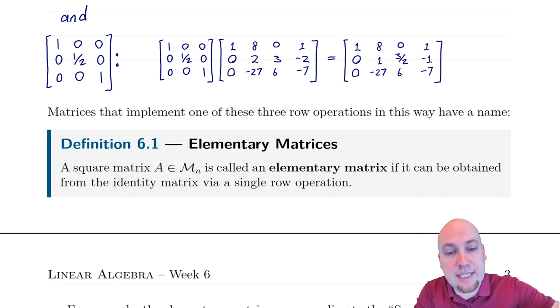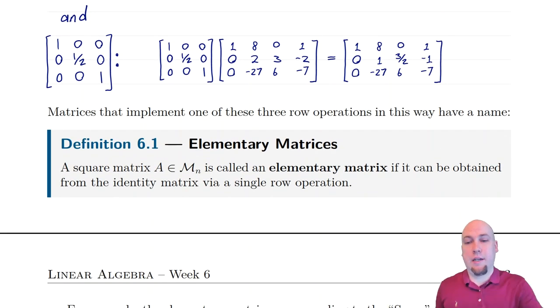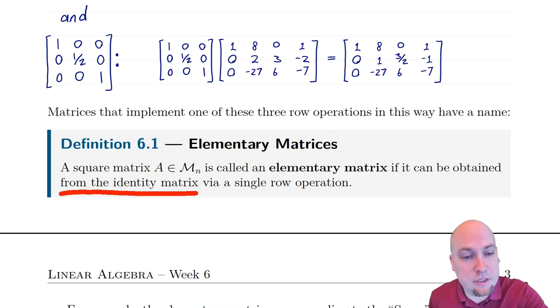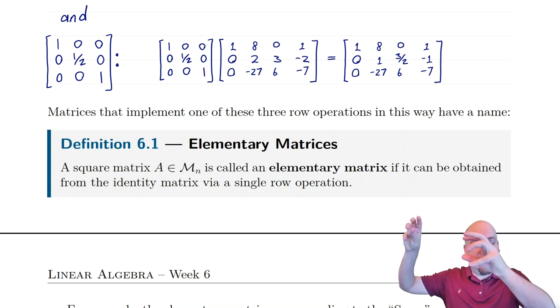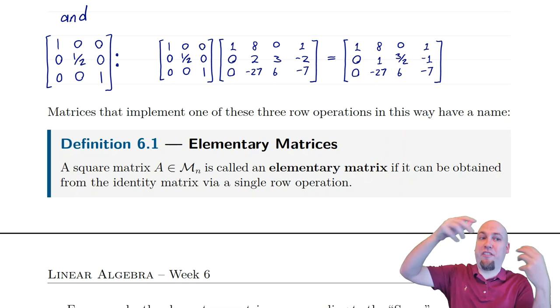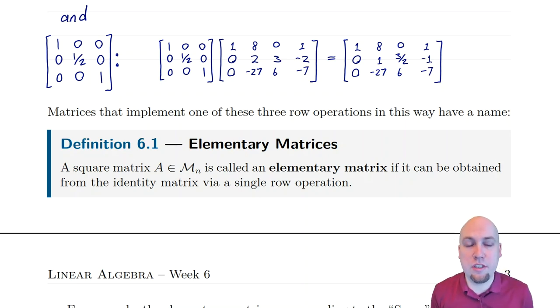So that's our definition of an elementary matrix. A matrix is elementary if it can be obtained from the identity matrix via a single row operation. And then the claim is that multiplying on the left by that elementary matrix has the same effect as doing that row operation to whatever matrix you're multiplying it by.